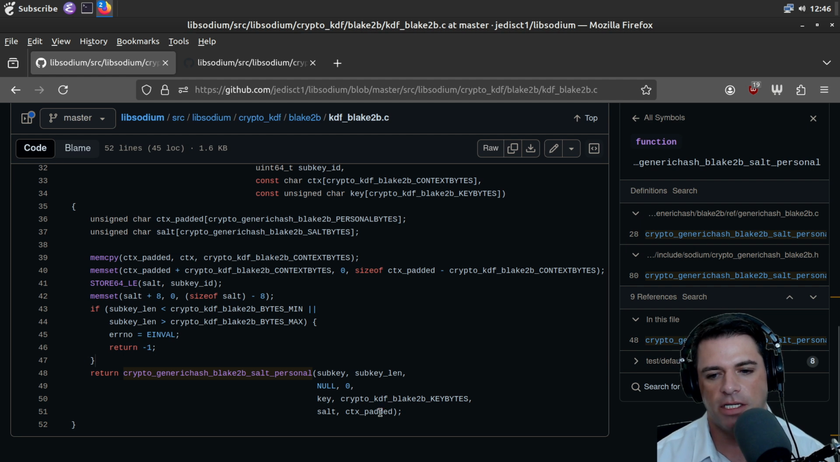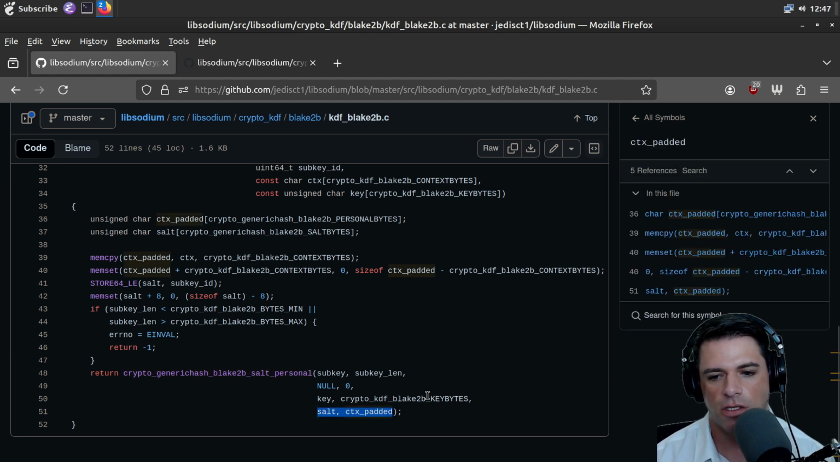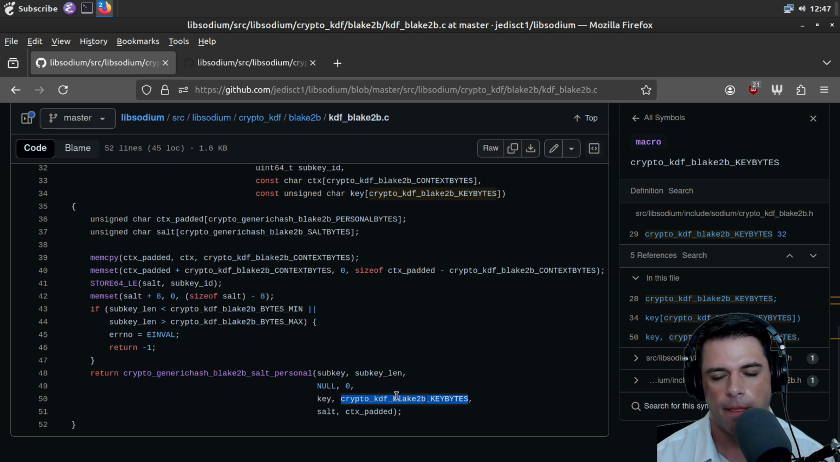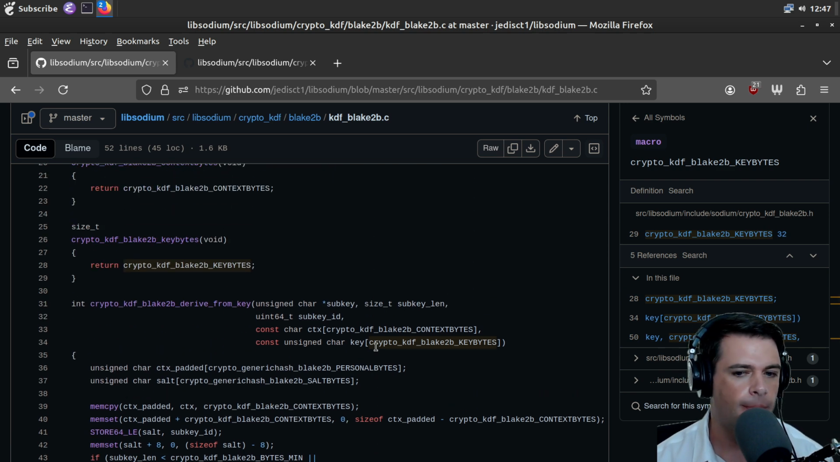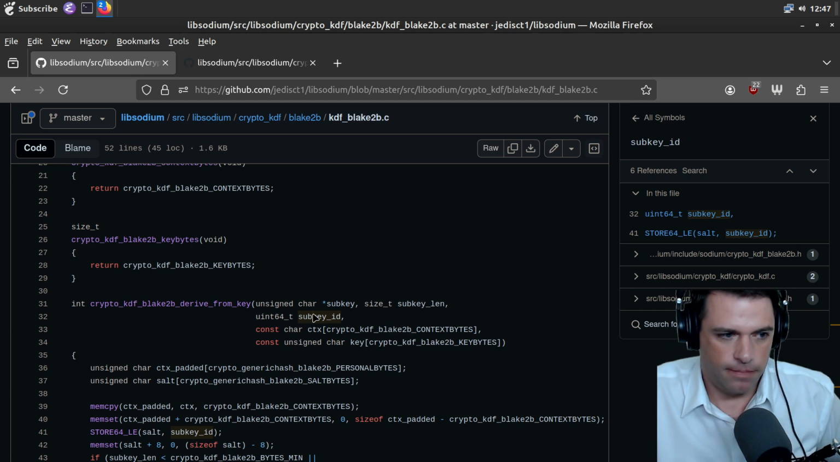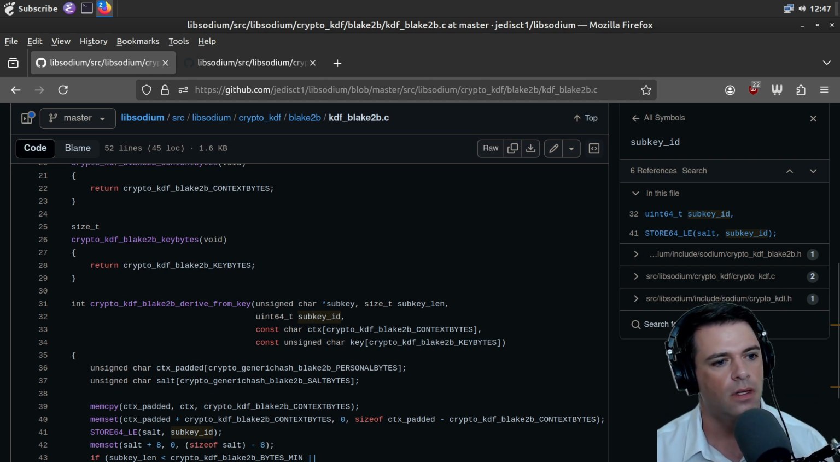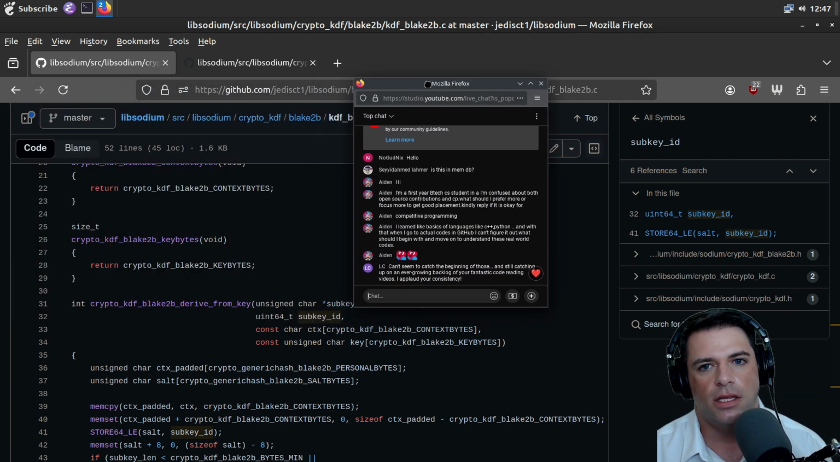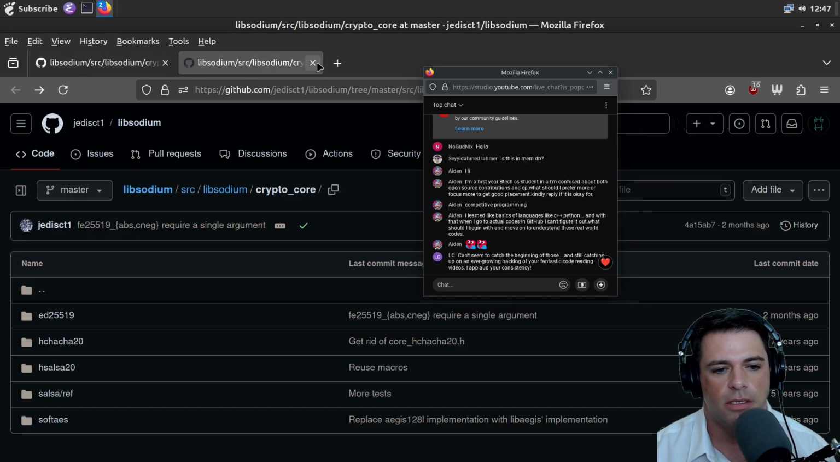The thing that we're hashing depends on the context, the salt, and the key bytes. And then as we change the context, and I guess really the context and the subkey ID, we get more and more keys. And I think that I'm just about to leave it there.